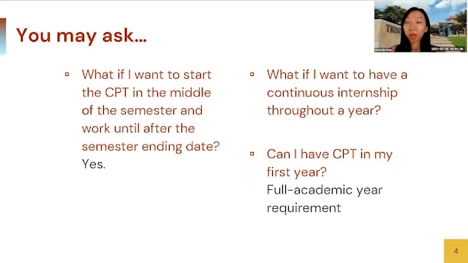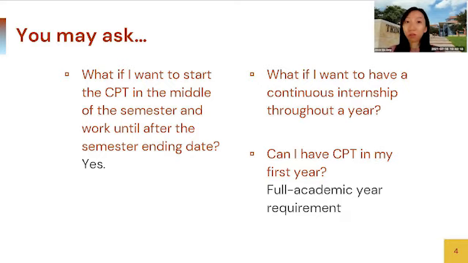The third question, can I have CPT in my first year? The short answer is no. Because as an undergraduate student, you will need to establish 1 year of full-time study under your F1 status with the institution, which is Trinity University in this context, to be eligible for a CPT. And plus, many students will declare their major in their sophomore year. You cannot apply before you declare your major.